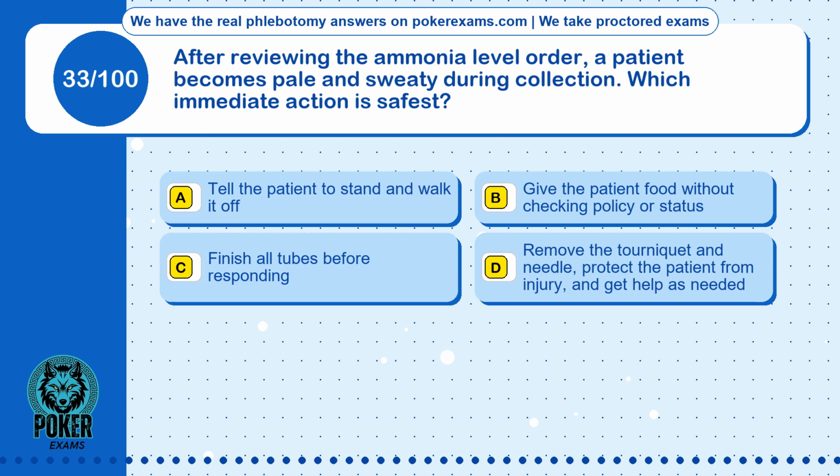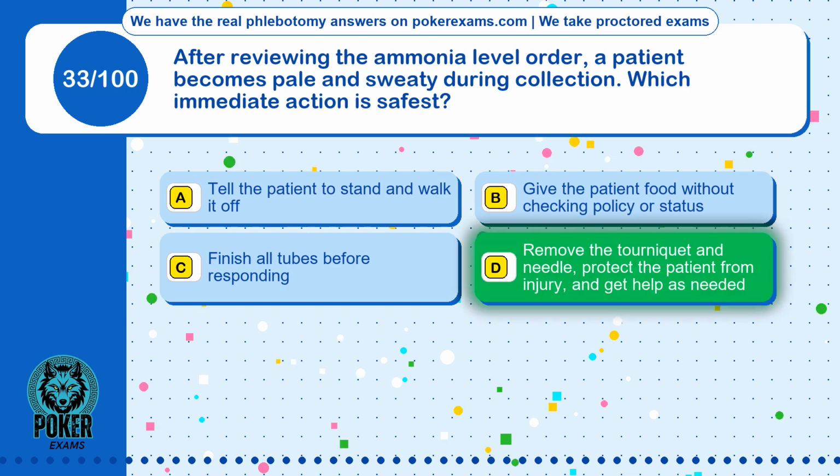Question 33. After reviewing the ammonia level order, a patient becomes pale and sweaty during collection. Which immediate action is safest? Option A. Tell the patient to stand and walk it off. Option B. Give the patient food without checking policy or status. Option C. Finish all tubes before responding. Option D. Remove the tourniquet and needle, protect the patient from injury, and get help as needed.